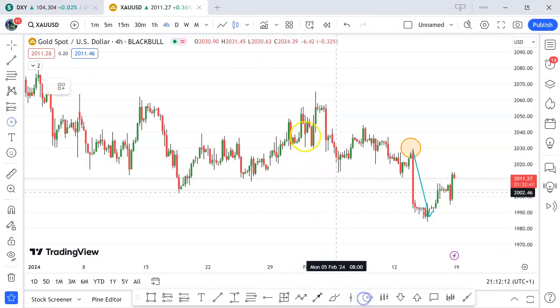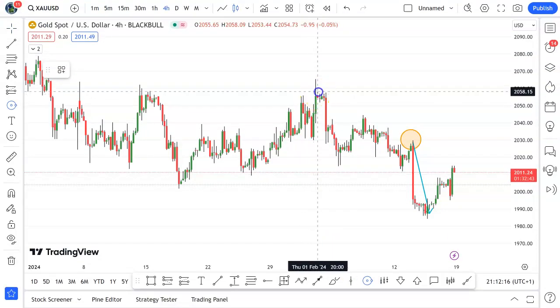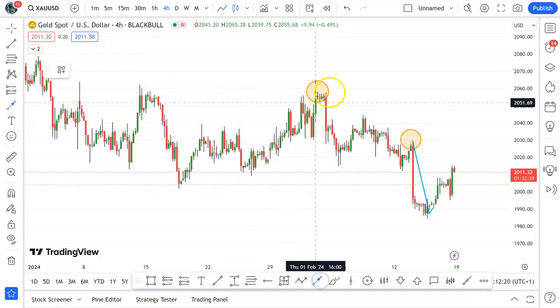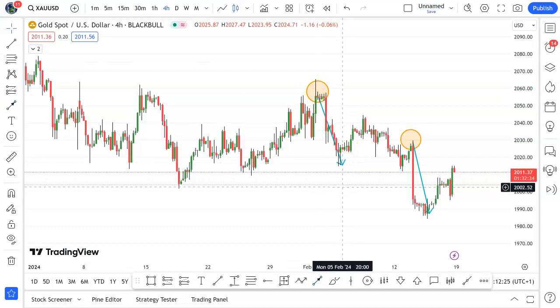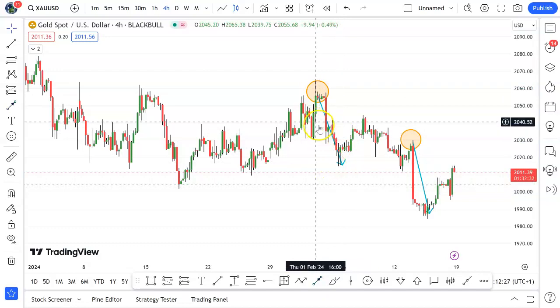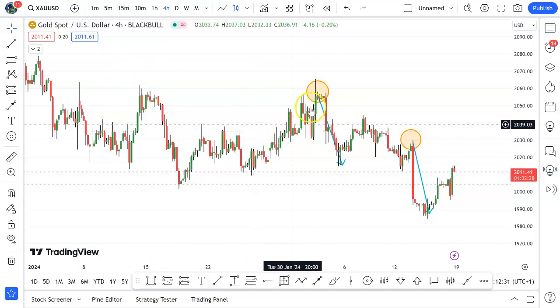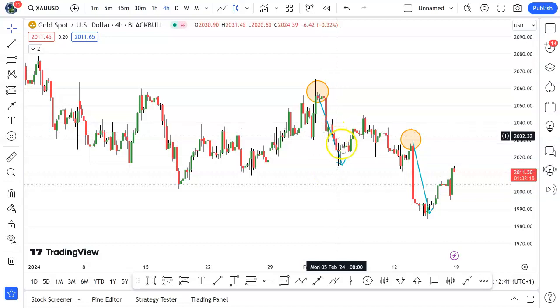This was on the 1st of February. As you can see, at this price point, gold was dumping as well because of what? DXY is bullish. That means that the dollar is strong, because in gold we are trading gold against the dollar. So once the dollar is strong, we are expecting gold to dump, and when the dollar is weak, we are expecting gold to buy.